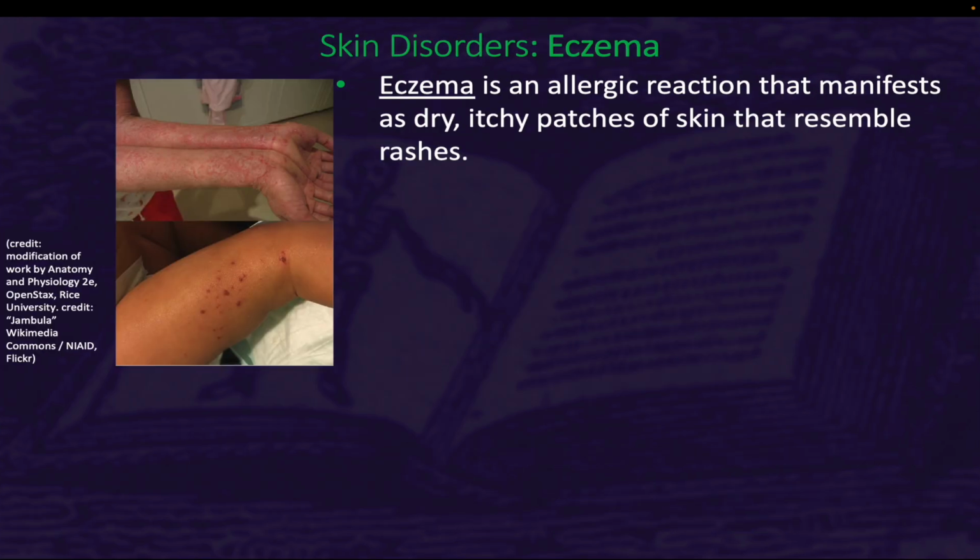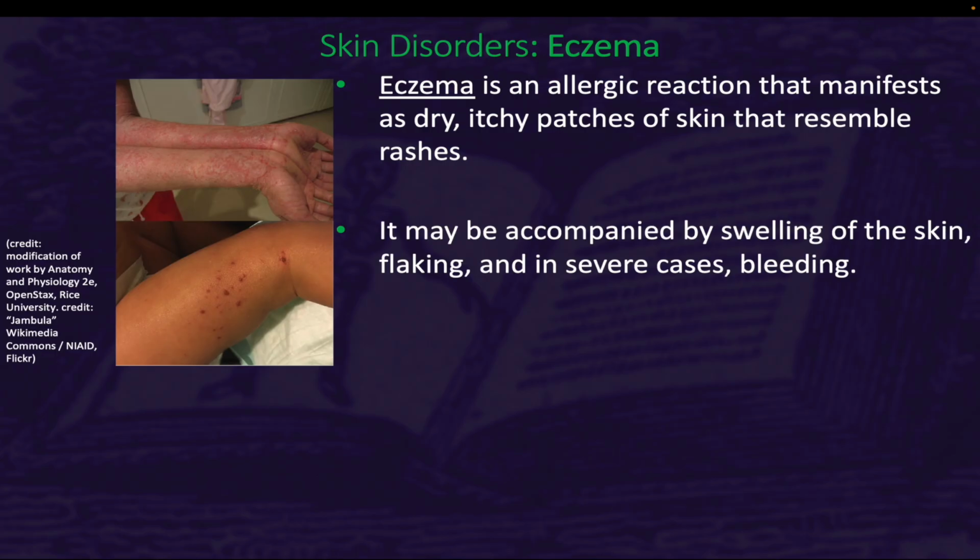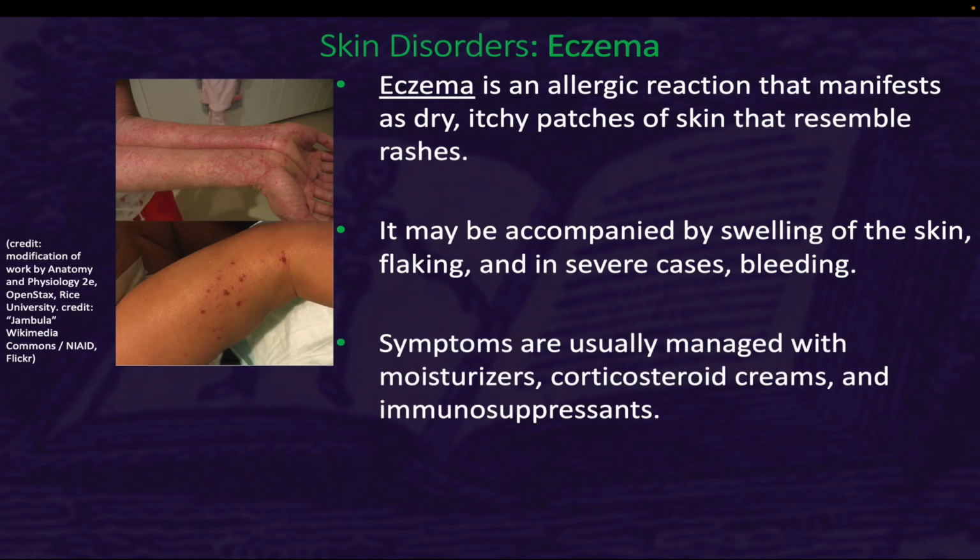Eczema is an allergic reaction that manifests as dry, itchy patches of skin that resemble rashes. It may be accompanied by swelling of the skin, flaking, and in severe cases, bleeding. Symptoms are usually managed with moisturizers, corticosteroid creams, and immunosuppressants.